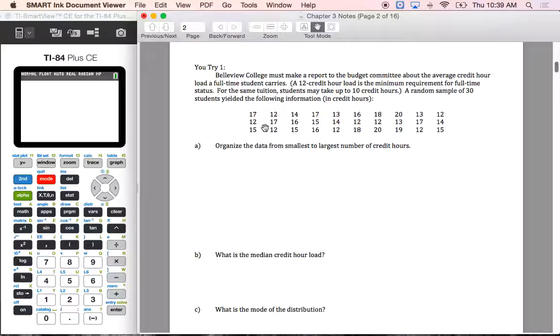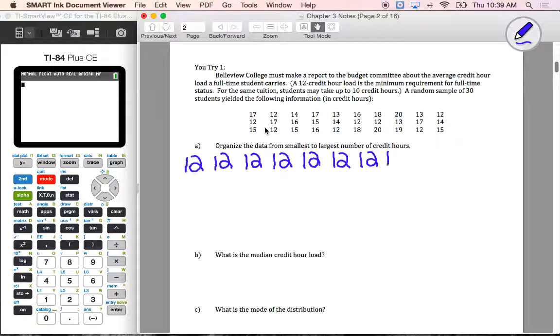So for A, it says organize the data from smallest to largest. So you're going to actually find all the smallest numbers there. Hopefully I have enough room to write all these out. I have 1, 2, 3, 4, 5, 6, 7, 8 12s. And we have 3 13s. I've got 3 14s. I've got 4 15s.